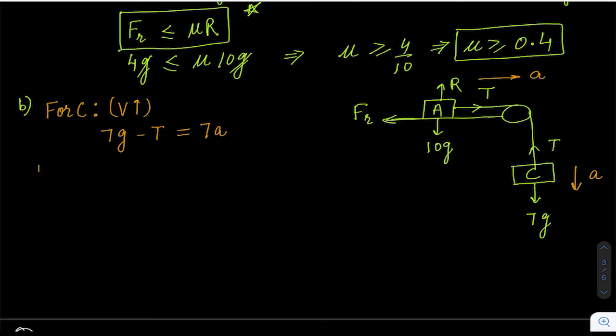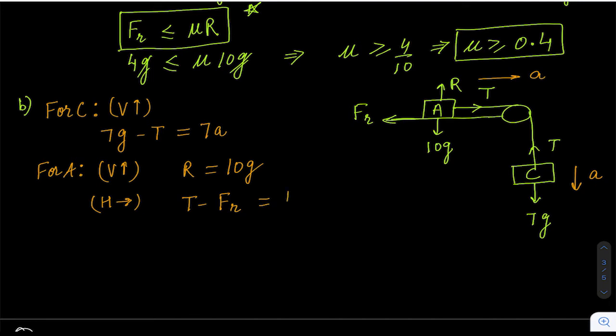Now next is for A. So for A, in the vertical direction, what's happening? In the vertical direction, it's easy, right? R is equal to 10g. In the horizontal direction, what's happening? Let's see. In the horizontal direction, tension minus frictional force is equal to mass into acceleration, that is 10 times a. So let's say this is my first equation, and this is my second equation.